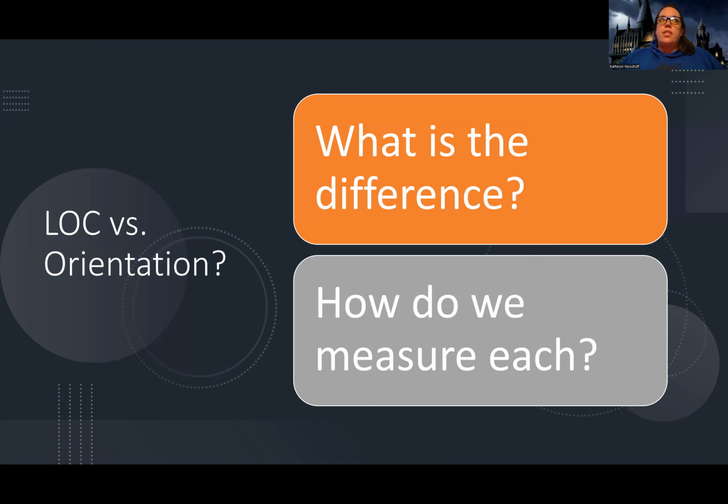So the difference here is that level of consciousness is how awake you are, where orientation is about how aware you are about what's going on. So think how awake you are and then how aware you are. And this is really important.